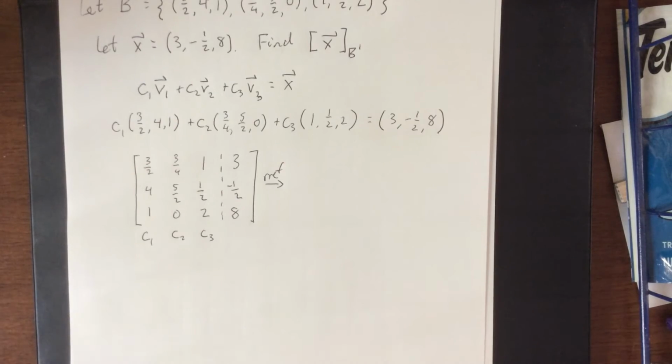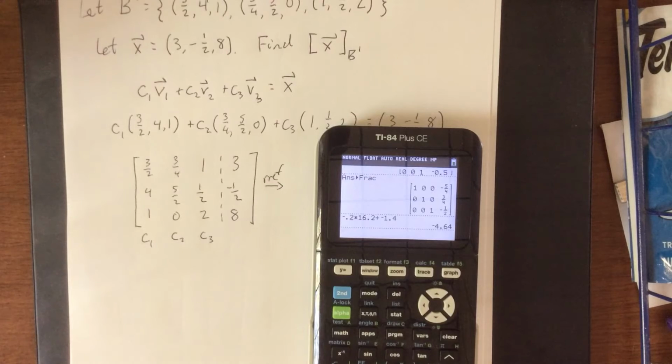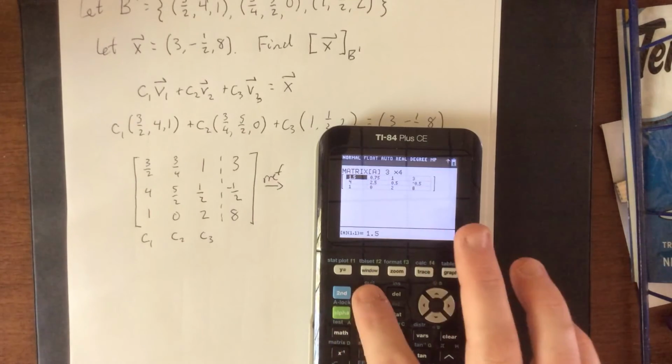In order to do so, we won't be doing it by hand, rather we will be using the graphing calculator. So, entering the matrix menu, we will edit. We'll need a 3 by 4 matrix. First row will be 3 over 2, 3 over 4, 1, and 3. Second row, 4, 5 over 2, 1 over 2, and negative 1 over 2. Third row will be 1, 0, 2, and 8.